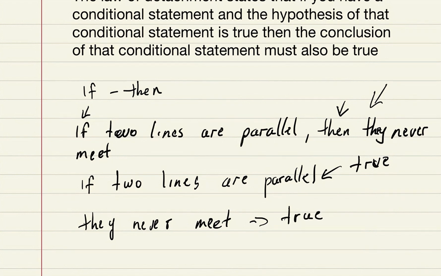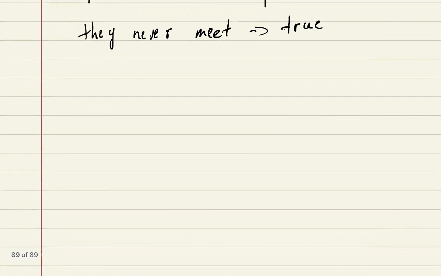So essentially, we have the conditional statement, if two lines are parallel, then they never meet. The if portion is the hypothesis part, then they never meet is the conclusion. So if the hypothesis portion is considered to be true, then the conclusion must also be true. That's what the law of detachment is. Now, this is a geometry example. Let me give you a real life example. Maybe that'll help you remember it.